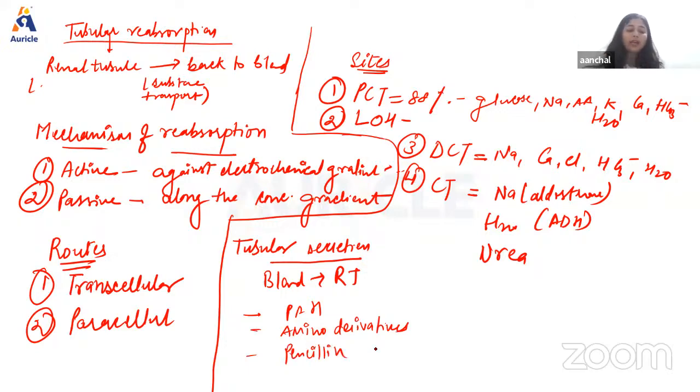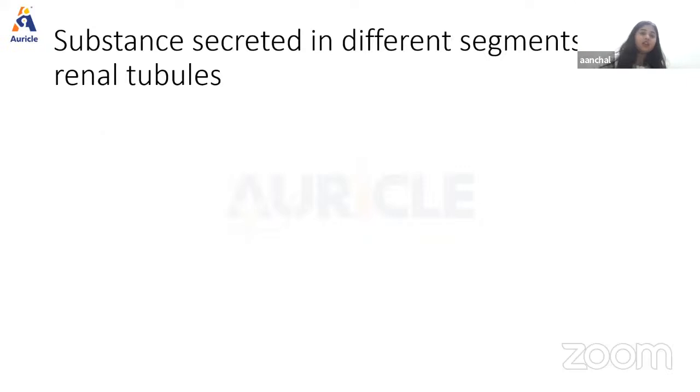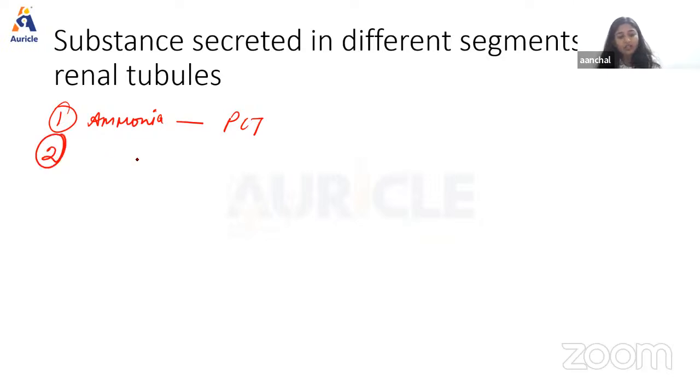Okay. Now, another thing: some substances are secreted in different segments of the renal tubule, and we're going to discuss that. First we have ammonia, which gets secreted into the PCT. Then we have hydrogen ion, which gets secreted in the PCT and also in the DCT. And maximum hydrogen ion secretion occurs in the PCT.